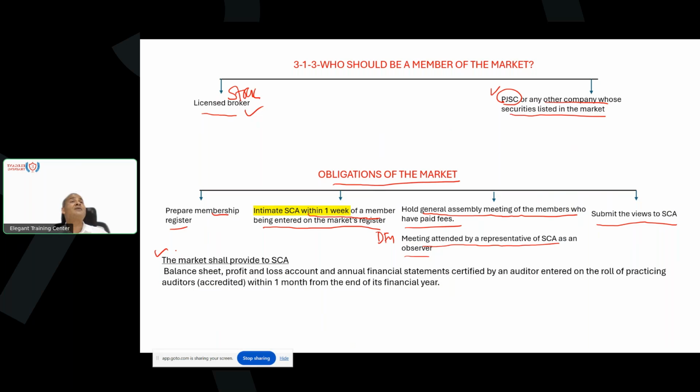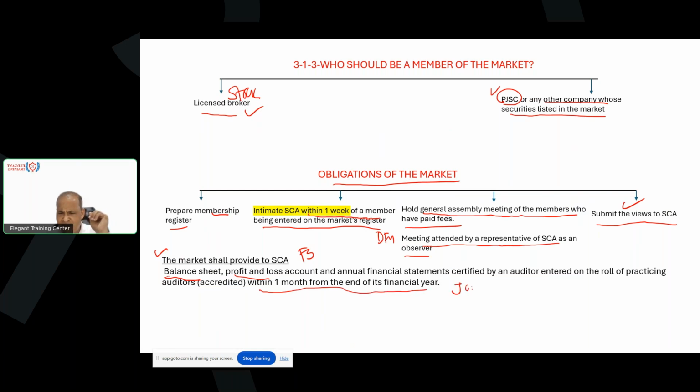Now discussing reporting by SCA. Sorry, market. So what are the reports given by the market to SCA? Clear? Number one, we saw the report of members register. Then coming a report on the market views, and further financial statement, balance sheet, profit loss statement, that's called your financial statement. When? Within 1 month from the end of the fiscal year.